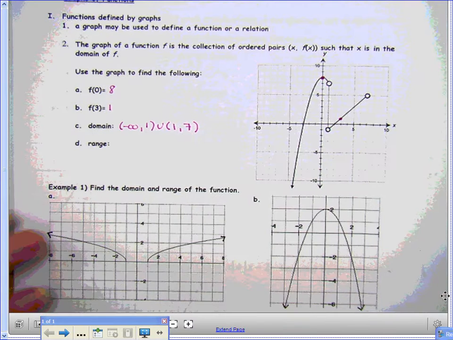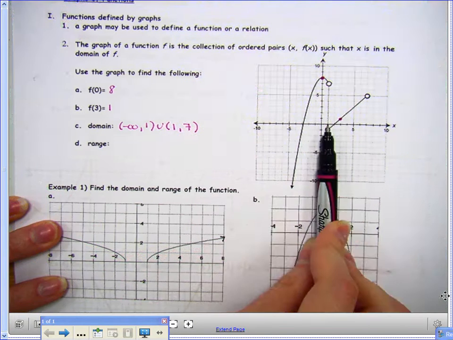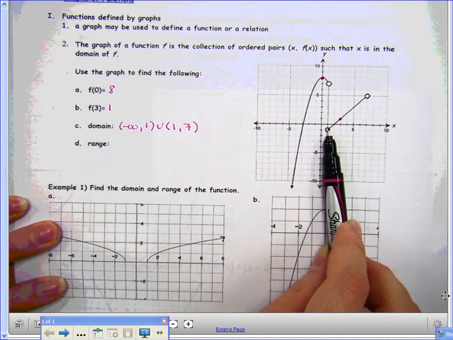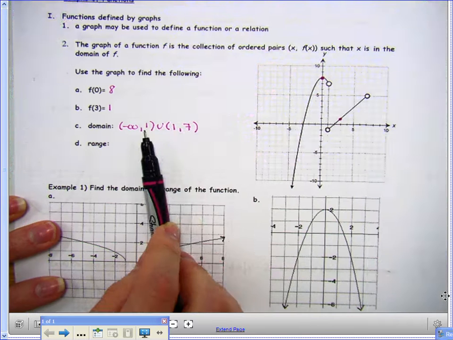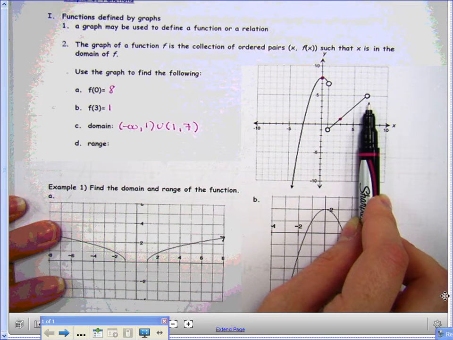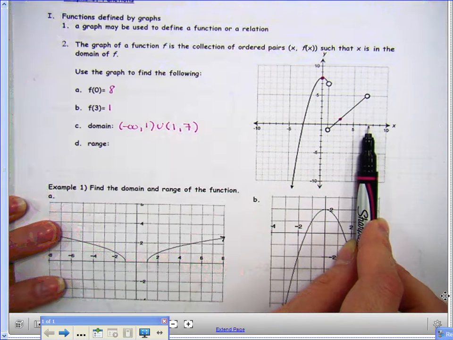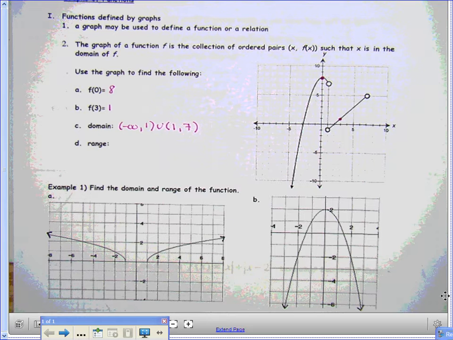So notice that our values keep going down, so we're going all the way up to 1, then we have an open circle here and an open circle there where no x values are accounted for, so that's why we have the parentheses around the 1, and then from 1 we're going all the way to 7, not including 7 because of that open circle, therefore this is my domain. So then, does anyone want to give me the range for this?